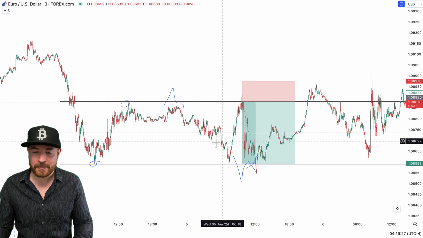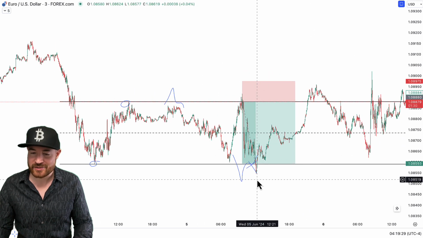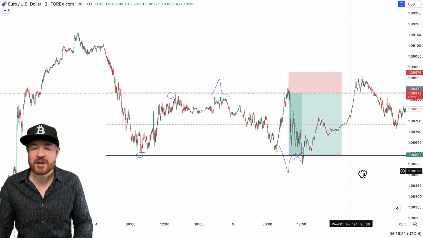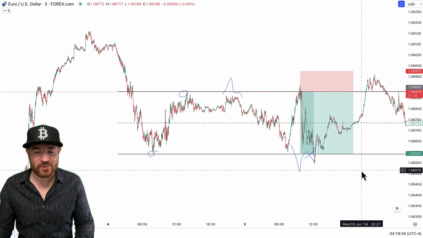But the range is complete. It took the high, took the low, and then it's done. And sure, it goes back and it chops around sideways, but that's it. One trade, 1 to 3 risk reward.